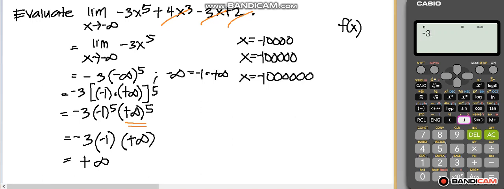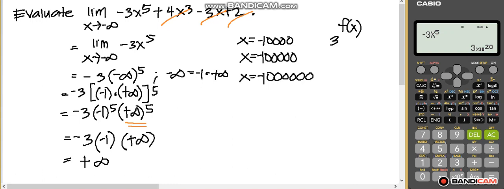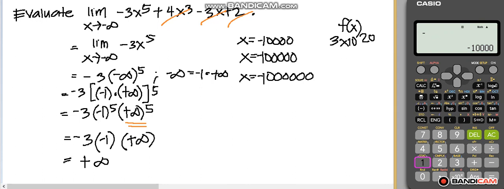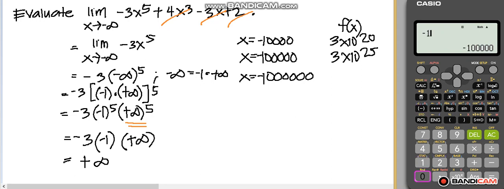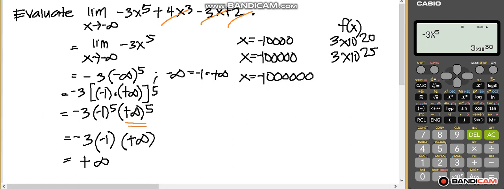Negative 3x raised to 5. Okay? Ngayon, lagay natin negative 10,000. The value of f of x is 3 times 10 raised to 20. Okay? Paano naman kapag yung negative 100,000? So, that's negative 100,000. That's equal to 3 times 10 raised to 25. Okay? Last, paano naman kapag negative 1 million? Negative 1 million. Okay, so that's 3 times 10 raised to 30.